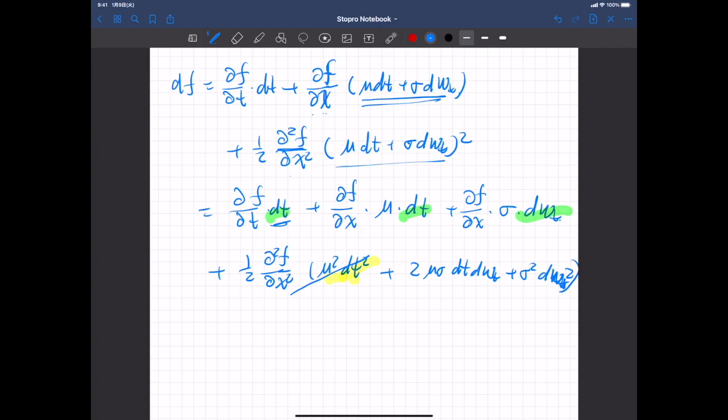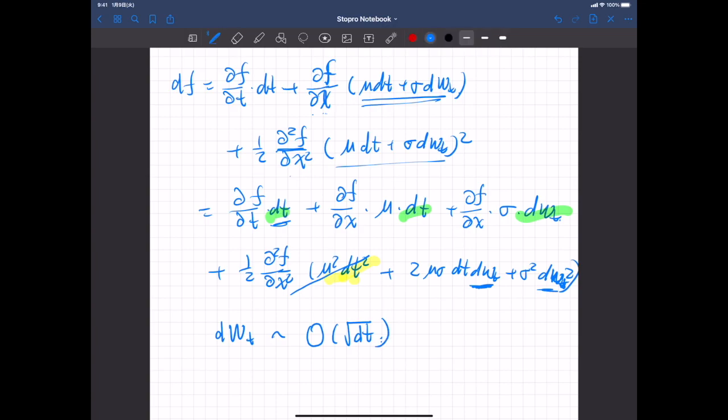And what about those involving dW? As we have seen, the standard Wiener process increment is approximately of the order of, actually not small o but big O, order of the square root of dt.